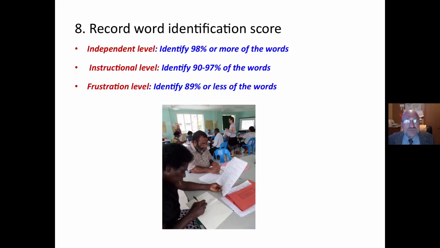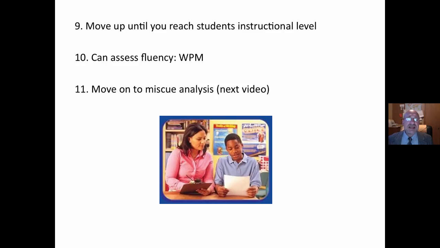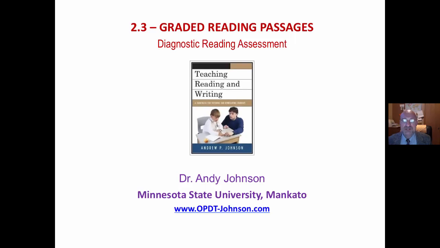You also want to record the word identification score. All right, 98% or more of the words: independent level, instructional level, frustration level. These are the words that students successfully identify. And we'll be looking at this more later, but you move up until you reach the student's instructional level. So you start right below the independent reading level, and you keep moving up until you find that instructional reading level. You can also assess fluency or words per minute, and I'm going to show you how to do that and how to analyze miscues in the next video.